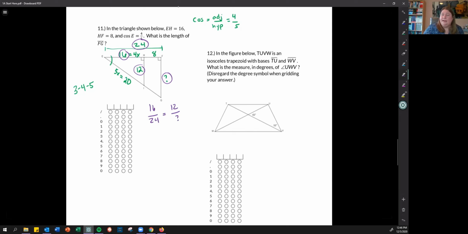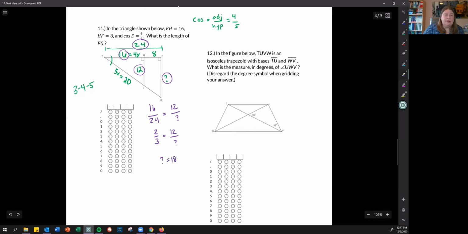And I'm going to solve this actually by reducing the fraction. You can cross multiply right away if you can use your calculator. I prefer to do it without my calculator. So I'm going to reduce that. That's 2 over 3 equals 12 over question mark. And now I can see right away that 2 times 6 is 12. So 3 times 6 will give me my answer. My answer is going to be 18.